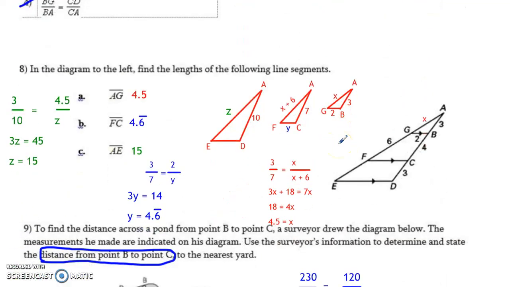For question number 8, there were a number of different things you had to do, and some of them came out to be decimals. Hopefully you didn't get stressed out by that. Redraw the triangles. I keep saying it over and over again, but that's the easiest way to do it. And you can see my 3 proportions here. Try to follow those along and see if you did those correctly.